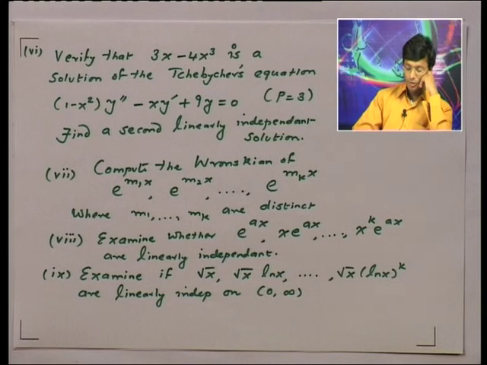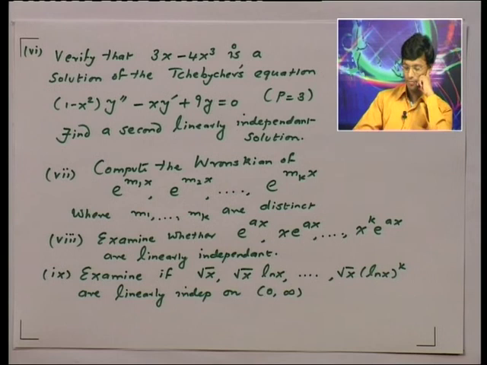So compute the Wronskian of e to the power m1x, e to the power m2x, up to e to the power mkx, where m1, m2, up to mk are distinct. After computing the Wronskian, you should also conclude that the functions are linearly independent, because the Wronskian will not be 0, right? So you should be able to do that.